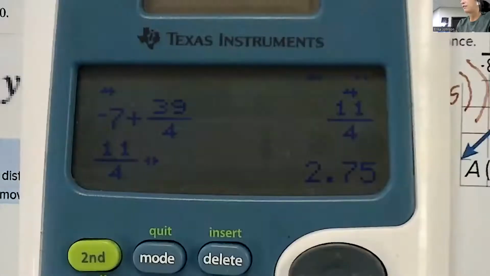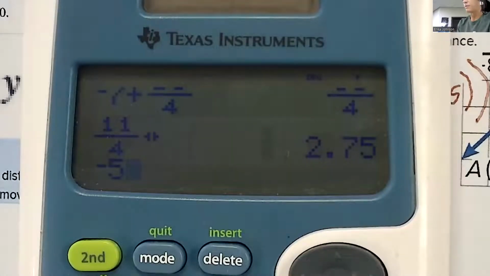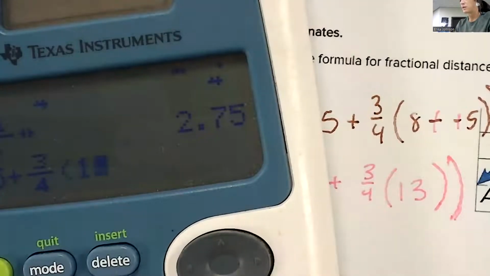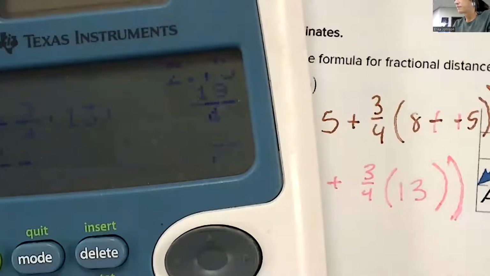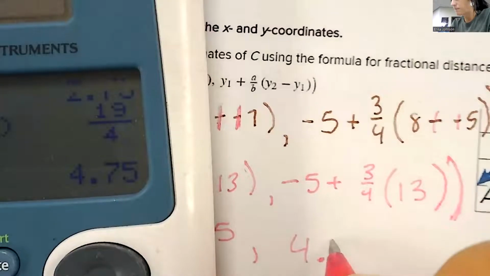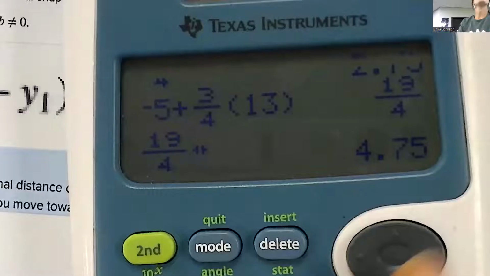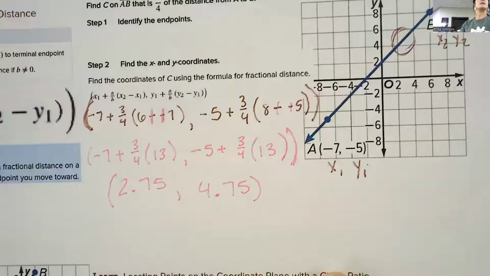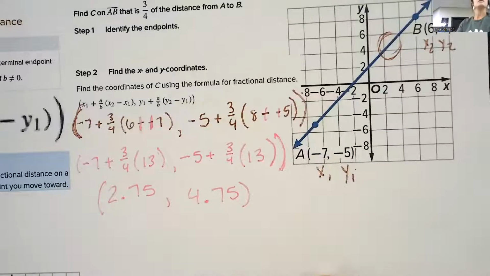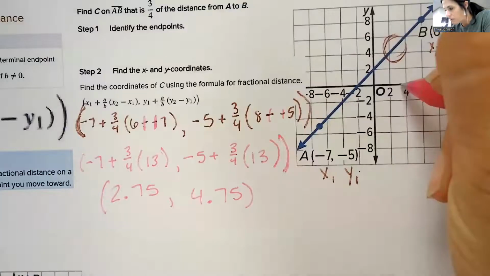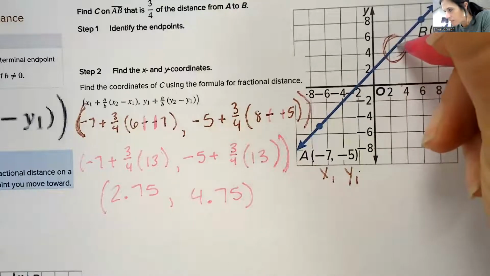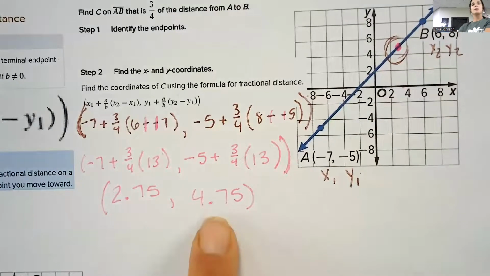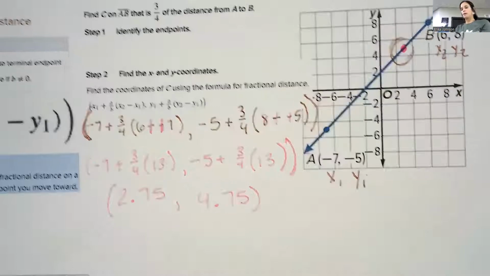And then I have -5 plus 3/4 times 13. I'm going to plug all that in this time: 4.75. Right, use the toggle button, change it to decimal. Let's see if that falls in our little circle that we're guessing it should be in. We're going 3/4 of the way, more than half the way to B. We're at 2.75, about right here, and up 4.75 is going to be about right in here. Okay, right where we guessed. So if we had a multiple choice exam with some points named, you might be able to guess where that would end up.